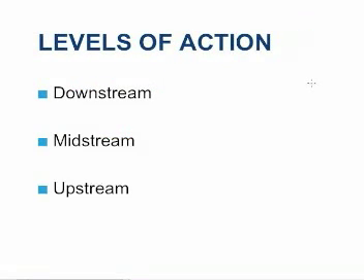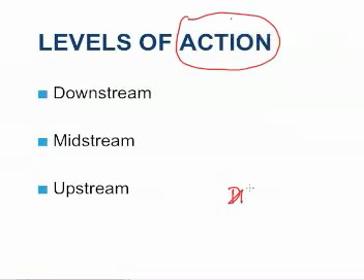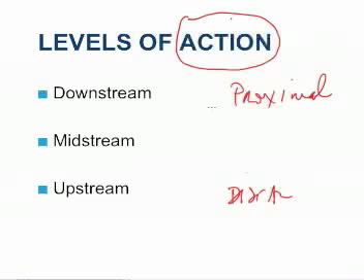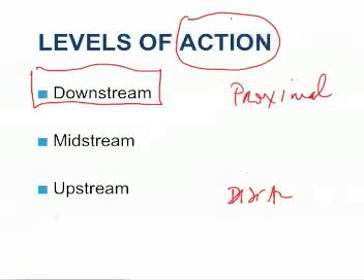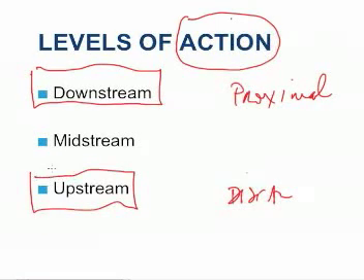When we looked at the determinants of health, we also considered it's the same sort of process as working out what levels of action we might take. Basically, we talked about distal and proximal determinants of health. The proximal determinants of health are largely the downstream issues, very much close to the health issue, whereas upstream factors are these distal factors that lead to the particular problem.